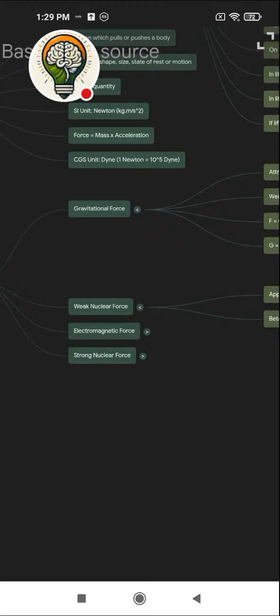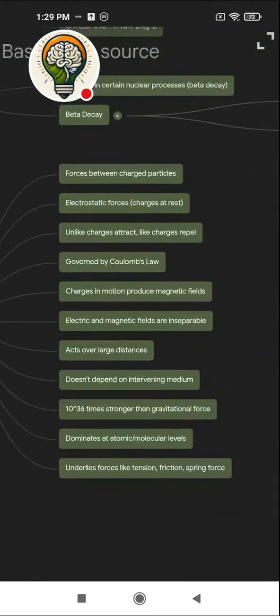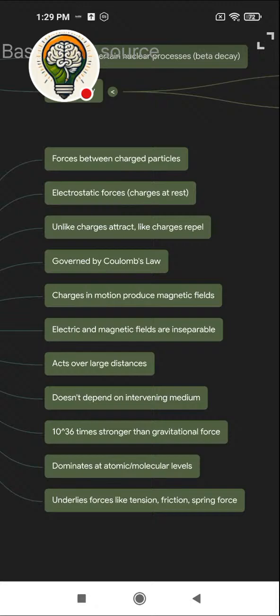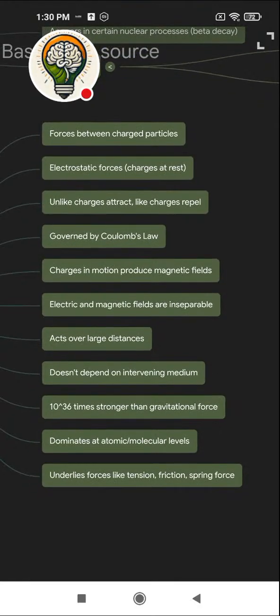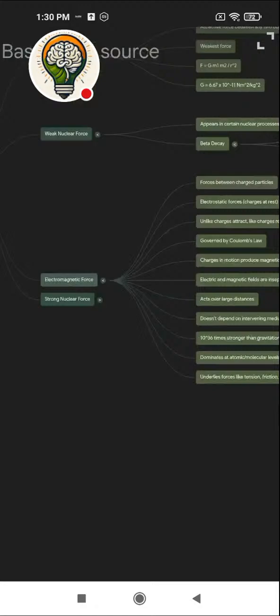Then the electromagnetic force, the force between two charged particles. Electrostatic force acts for charges at rest: unlike charges attract and like charges repel, governed by Coulomb's law. Charges in motion produce a magnetic field. Electric and magnetic fields are inseparable. It acts over large distances and doesn't depend on an intervening medium. It is 10 power 36 times stronger than gravitational force and dominates at the atomic and molecular level, and underlies forces like tension, friction, and the spring force.